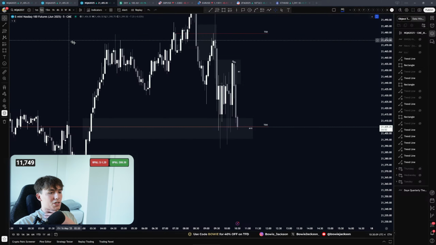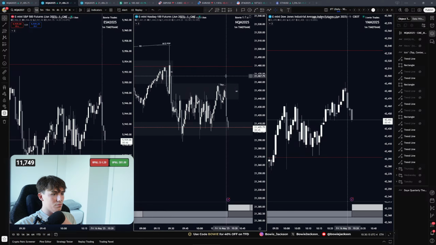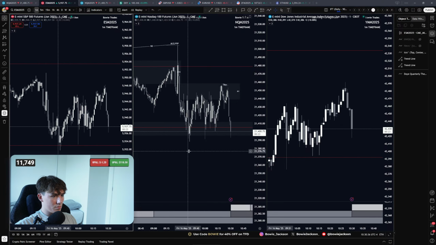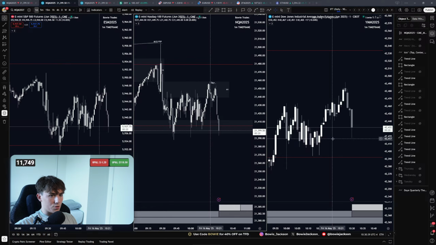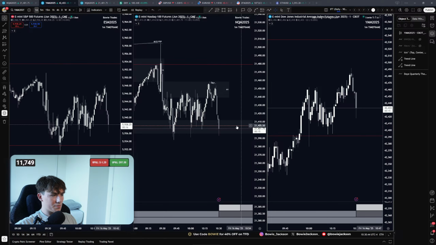Okay, now we need to push for these lows. Took out this first low. Nice, nice. Shorts definitely look like the move here.